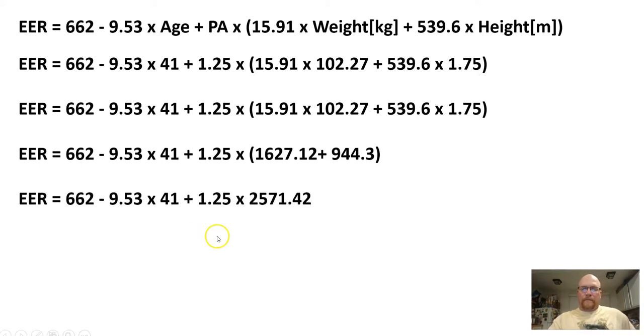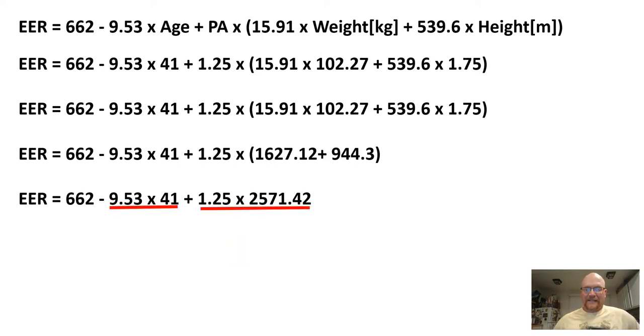So I went ahead and did this addition, 1627.12 plus 944.3 gives us 2571.42. Since this number is by itself, we do not need to keep the parentheses anymore. You can if you want, there's no need to. So the parentheses are gone. So again, working left to right, we're doing multiplication and division first, which means you can see two multiplication signs. So we have to deal with the numbers on either side of that first.